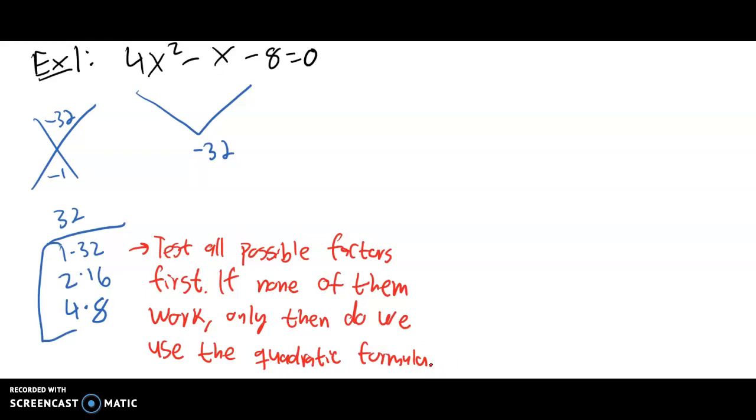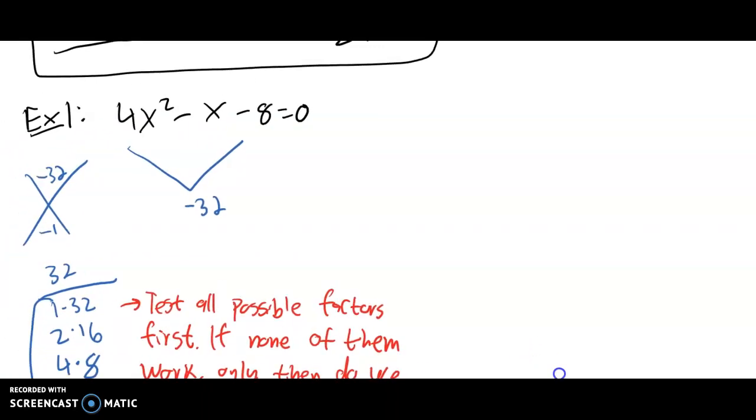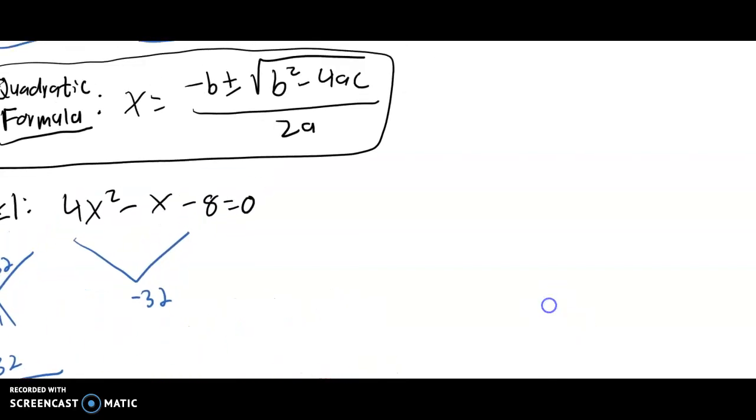All right, so we tried to factor it. That should always be your step one, but that didn't work. So now I need to use the quadratic formula. First I'm going to label A, B, and C. My A is 4. My B is negative 1. Be careful, we keep the sign. And my C is negative 8.